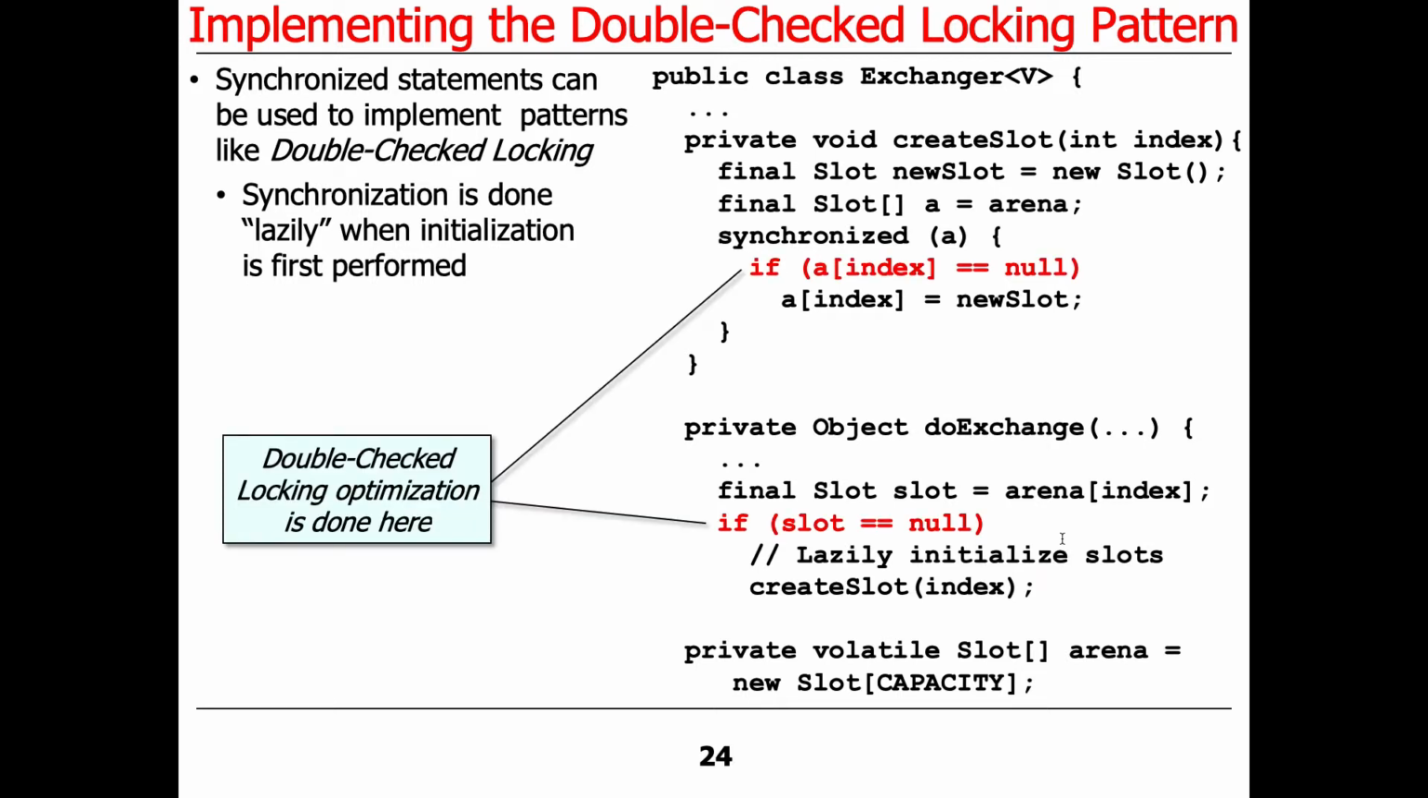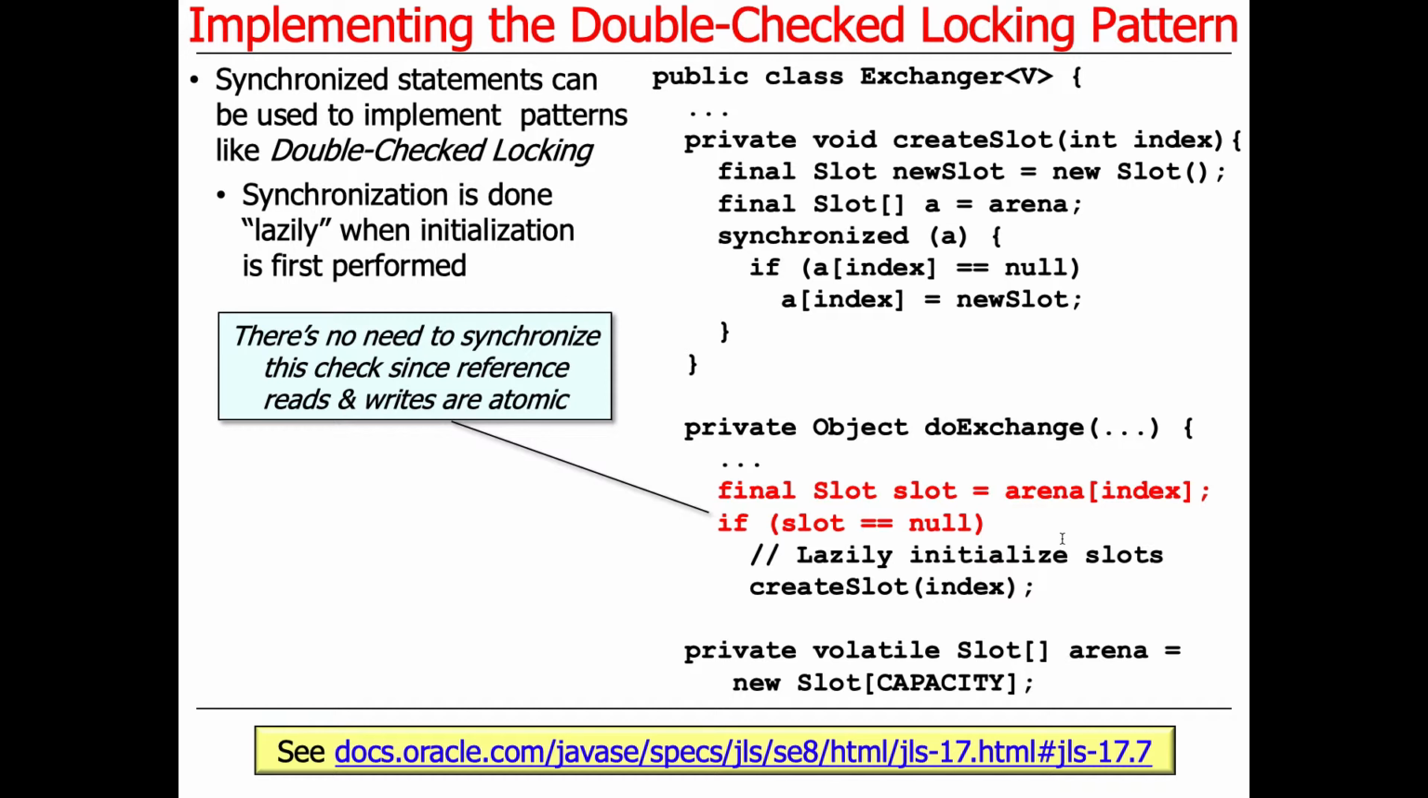So we want to do this check the first time in. And you can see down here, we're going to check to see first, is the slot null? And if so, we're going to create the slot. So that's an example of lazy initialization. Once we do this, then it won't be null anymore. And it turns out that there's no need to synchronize this check, this slot check, because reference reads and writes are atomic. This is a very obscure part of the Java memory model. You have to really dig into the spec to figure this out. But if you read the spec, they say that reads and writes of references are atomic.